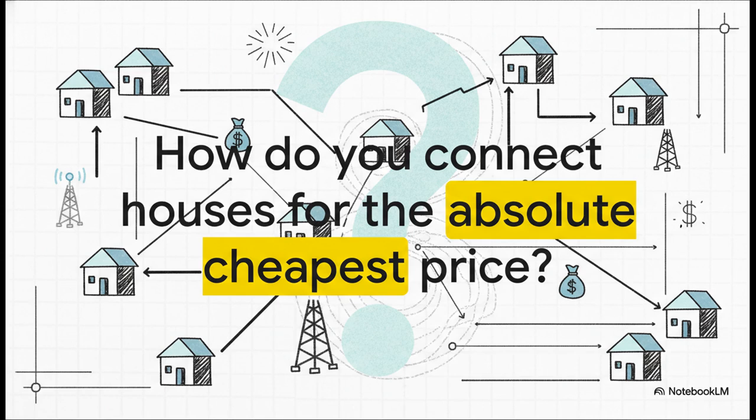It's a puzzle that, honestly, tech giants and city planners wrestle with every single day. Imagine this. You've got a bunch of points you have to connect, but every single connection has a cost. So, what's the deal? How do you link everything up for the absolute rock-bottom lowest price?